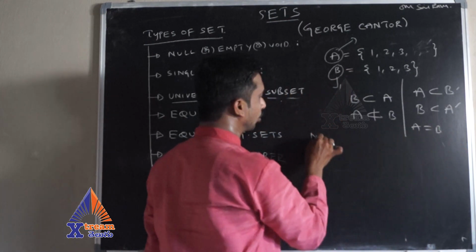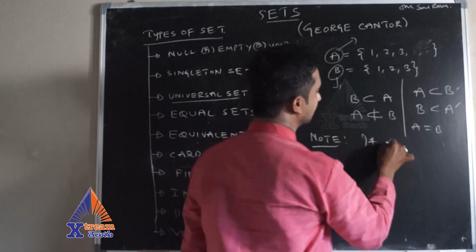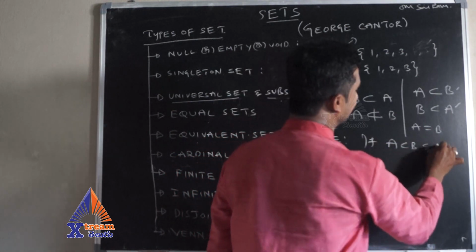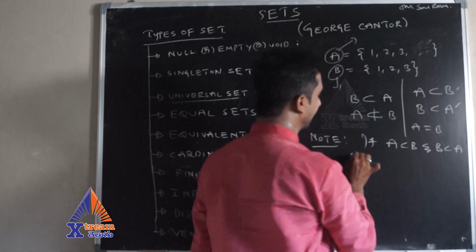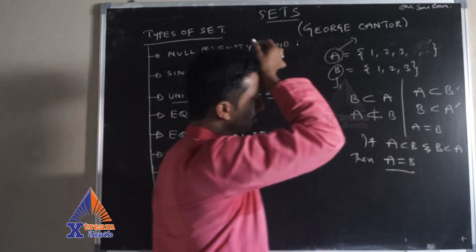So you can write a note also. What is that note? If A is a subset of B and B is a subset of A, then A is equal to B. It's a very important bit.